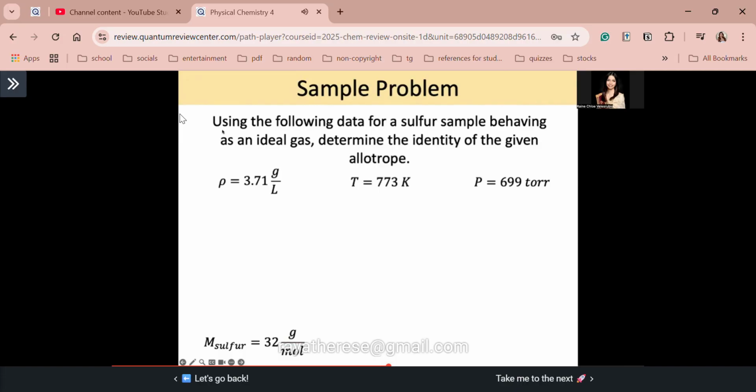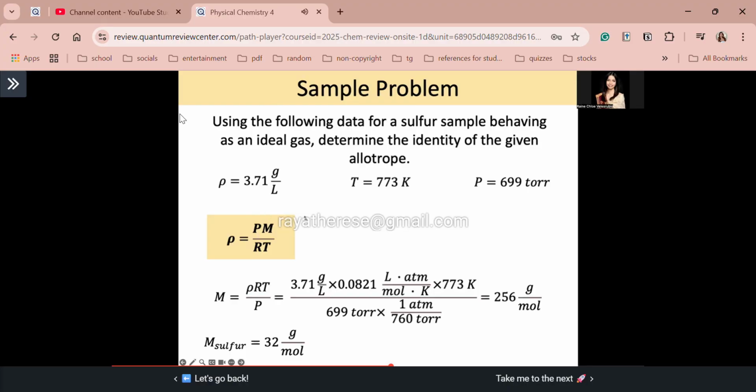Using the following data for a sulfur sample behaving as an ideal gas, determine the identity of the given allotrope. We are given the density 3.71 grams per liter, temperature 773 Kelvin, and pressure 699 torr. So guys, what equation can we use? It is the density equation. Density is equal to PM over RT.